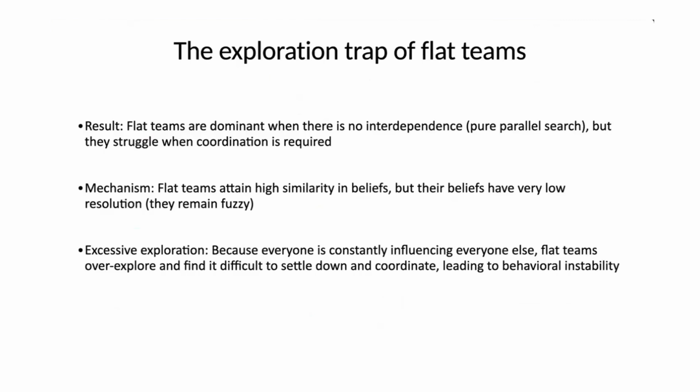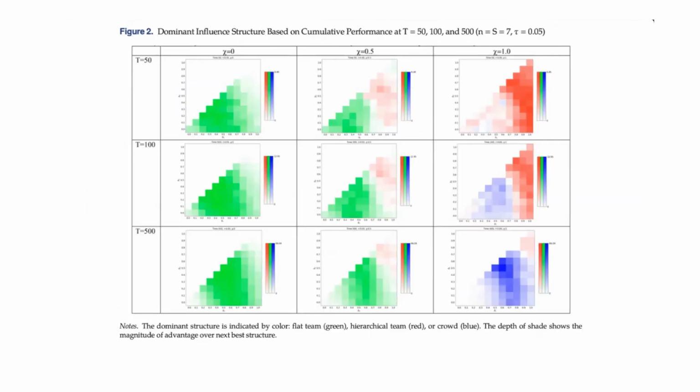The next observation is the exploration trap of flat teams. The results we observe are that flat teams are dominant when there is no interdependence or pure parallel search, but they struggle when coordination is required, which means that on the left-hand side, the left column here, when coordination is not important, we can see it's all green. The flat team outperformed the other two structures, but as coordination gradually matters, at 0.5, kind of matters, we see the flat team is kind of winning. But then when it really matters, when x is set to 1, the flat team is losing.